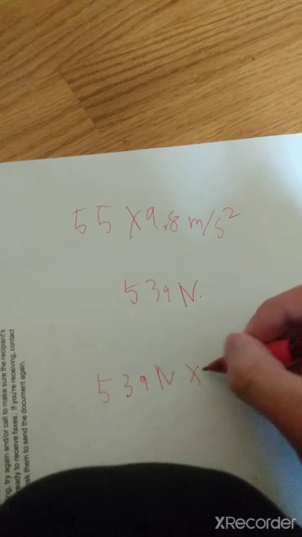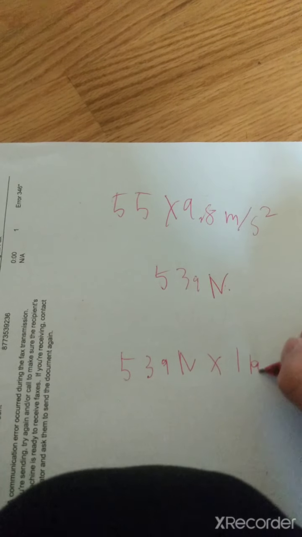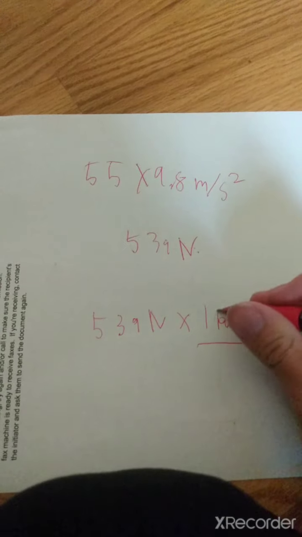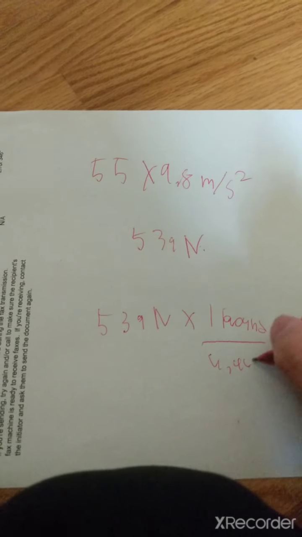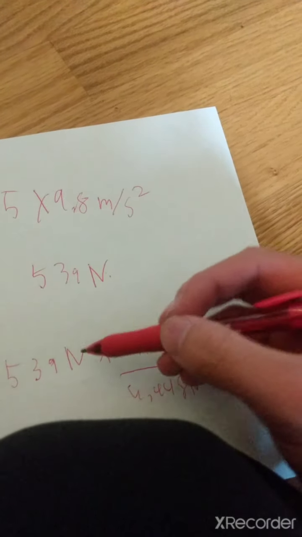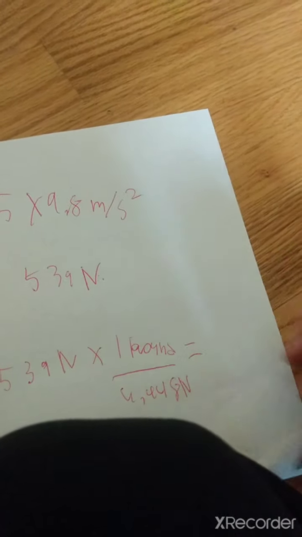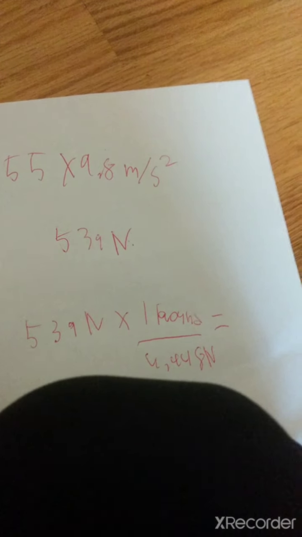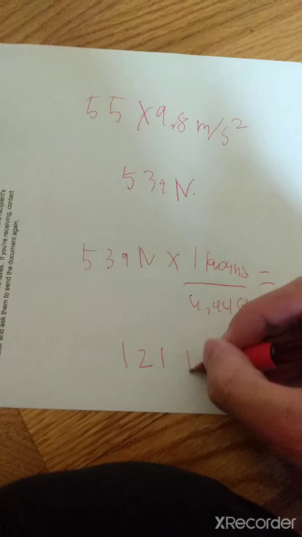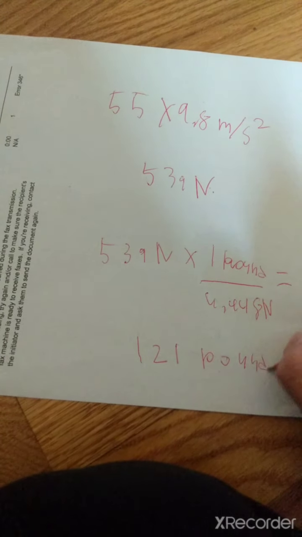So 539 newtons, if we multiply it by 1 pound, and since 1 pound is 4.448 newtons, we should get our answer in how many pounds Carrie Wang weighs. Let's do the math. Nice! He would weigh 121 pounds on Earth.